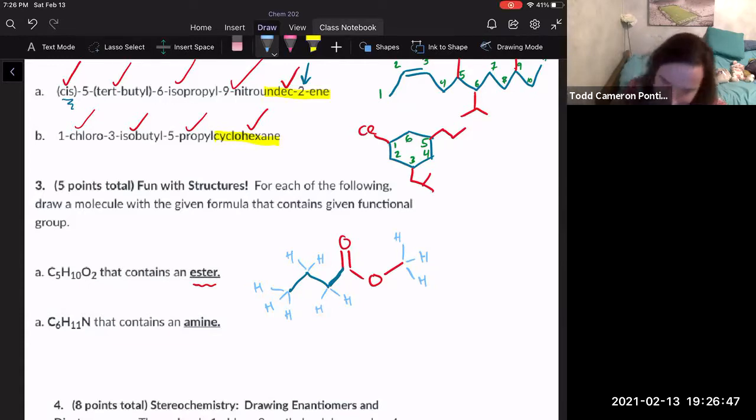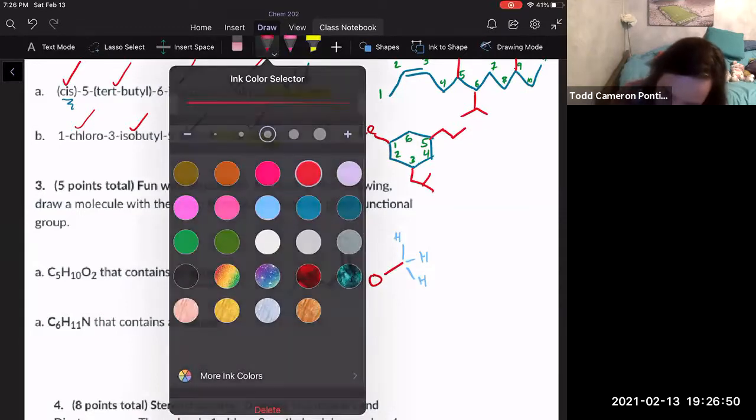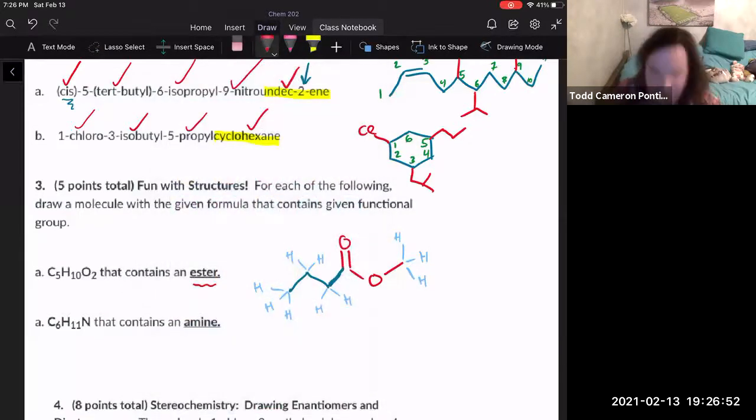C6H11N that contains an amine. Again, I'm gonna start by drawing an amine. So amine, I can make it secondary or tertiary if I want to. I'm just gonna make it primary. So NH2. You know what, let's just draw out the bonds on this. And you know what, for posterity's sake, I'm gonna add lone pairs to my top molecule and to this one right here.